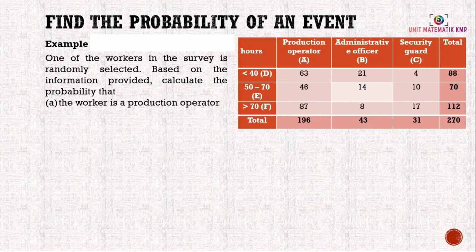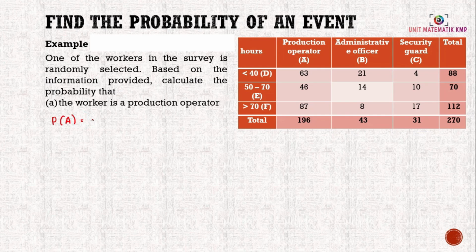Okay, next. One of the workers in the survey is randomly selected. Okay, so based on the information provided, dekat kanan ni ada table yang kita dah lengkapkan. So find the probability that the worker is a production operator. So production operator ada dekat sini. So kita nak cari probability of A.